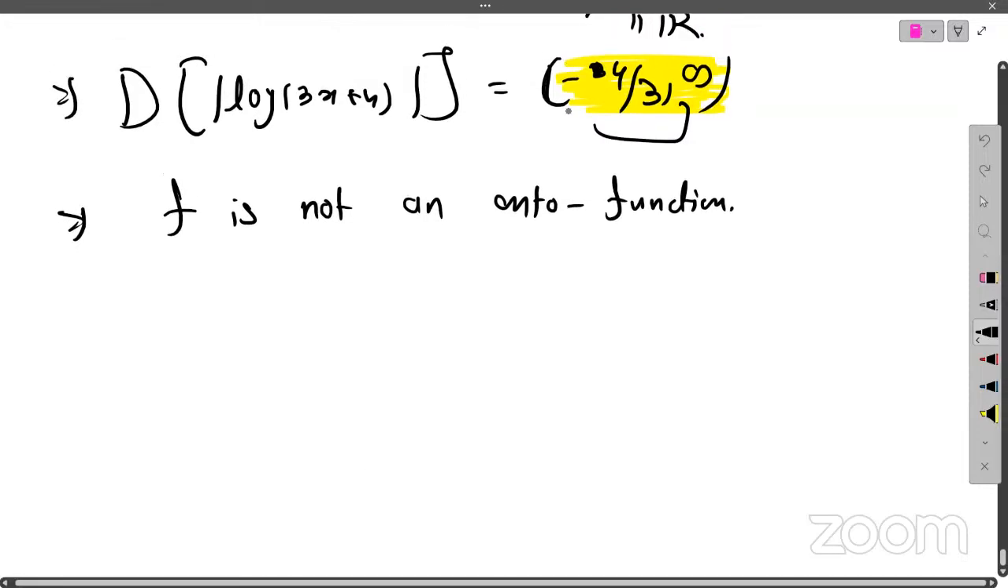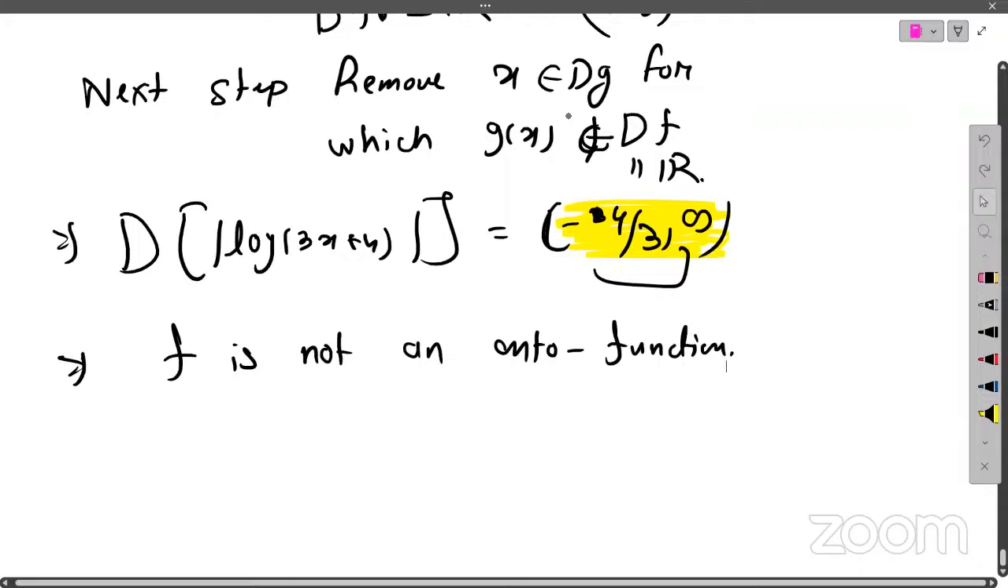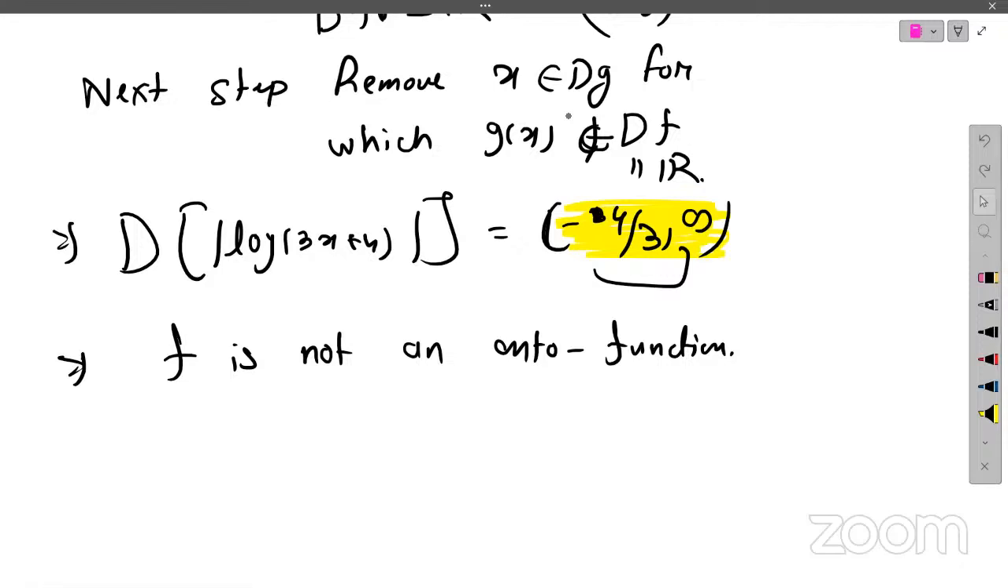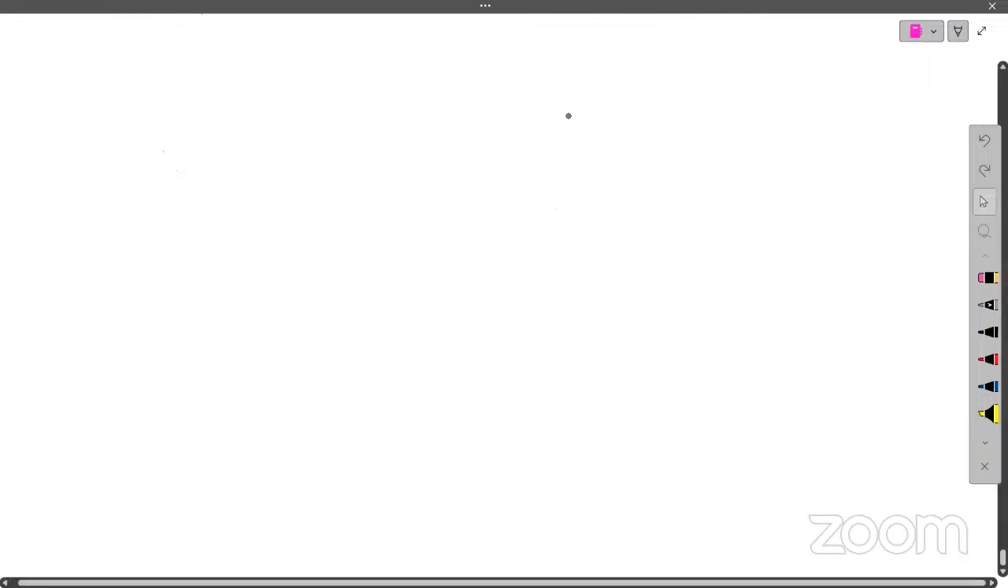Now we have to judge one-oneness, but that you can do via two methods. So the first thing is, since we have a log function, we can actually find two values, one negative value and one positive value, for which the output will be the same. This will be one method. And another one is, you can judge by the graph. So let's go via the graph.